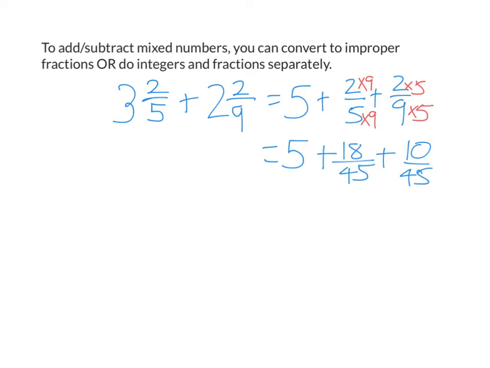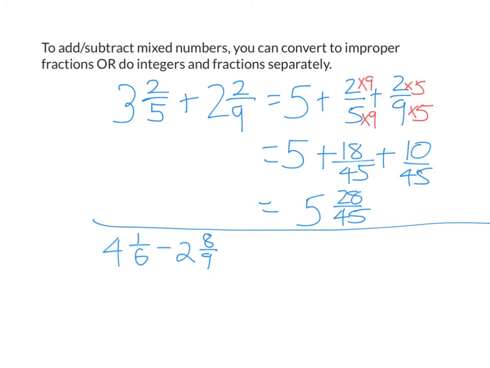So now I get 18 over 45 plus 10 over 45, and that gives me 5 and 28 over 45. Remember, when you're adding fractions, you only add the numerators, you don't add the denominators. So that's my final answer, 5 and 28 over 45. Let's look at a subtraction. So 4 and 1/6 minus 2 and 8/9. Not an easy one to do.